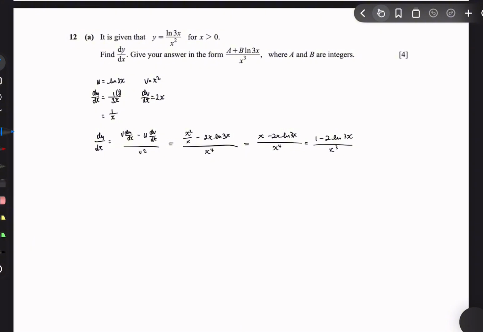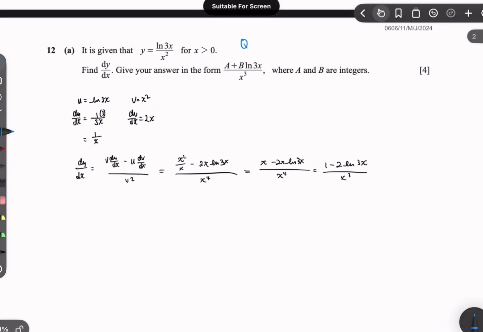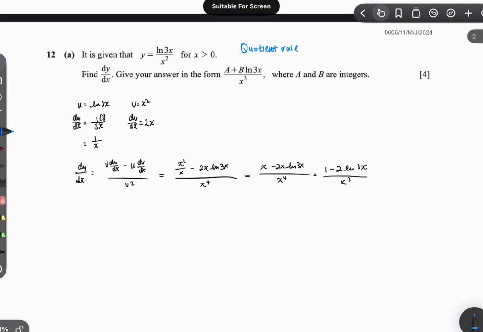Okay, so this question involves the quotient rule because this part is a fraction. To differentiate this, you make the numerator as u, and u is equals to ln 3x, as I did here. And then the denominator is v, and v is equals to x squared.